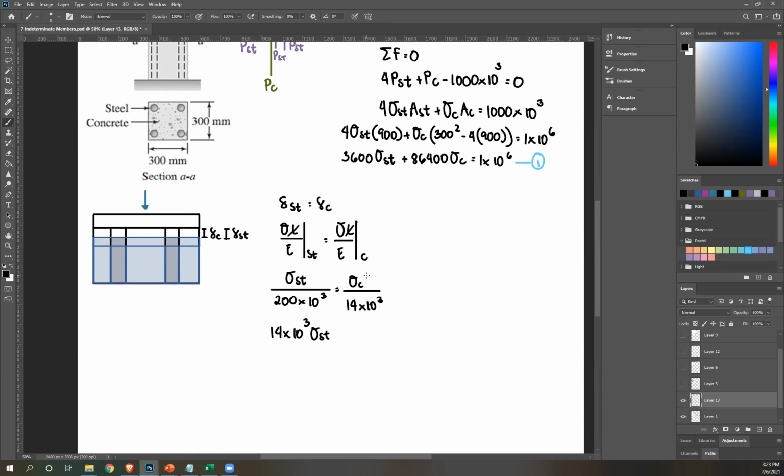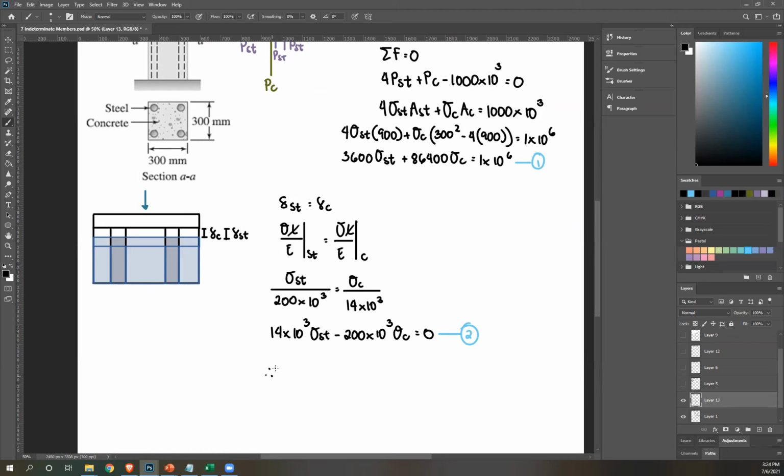Minus, okay, I'm going to transpose that to the left. So minus 200 times 10 raised to 3 sigma C equals 0. And this is your equation number 2. Two equations, two unknowns. You can either use your calculator or solve manually for sigma ST and sigma C.